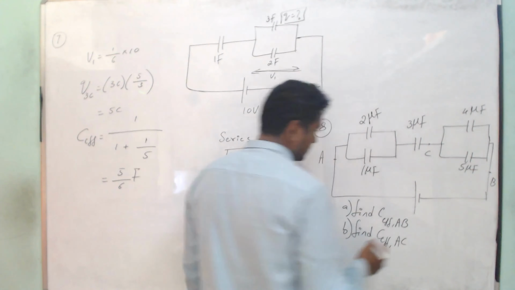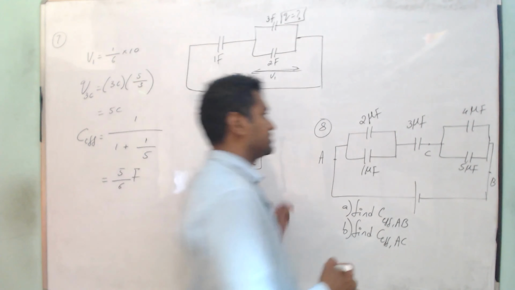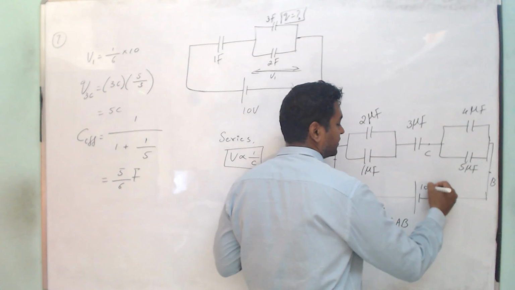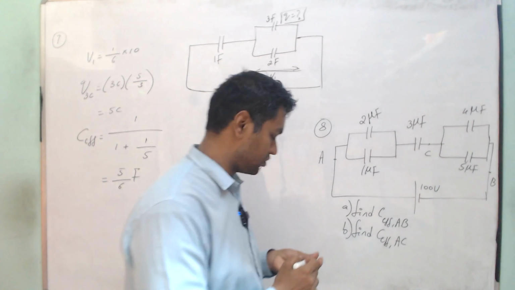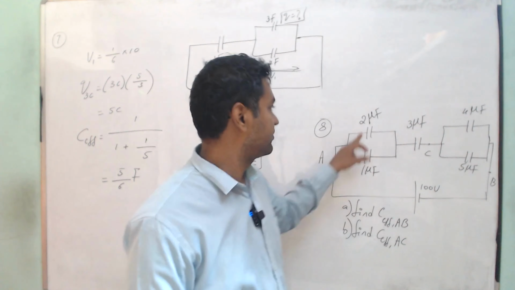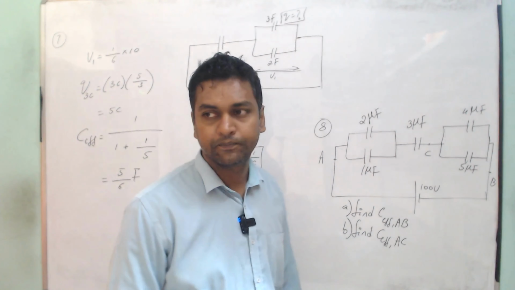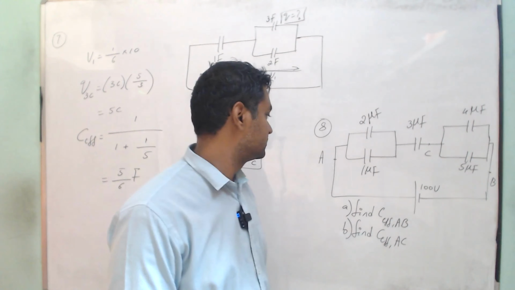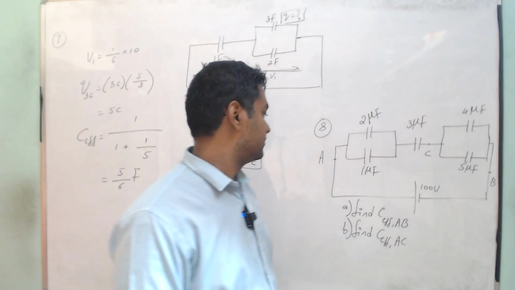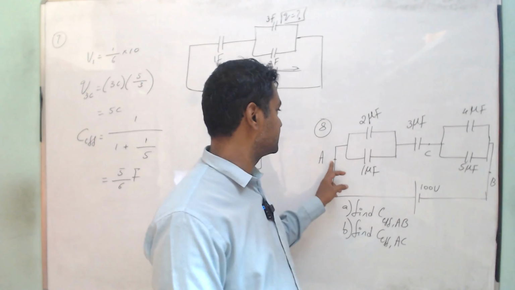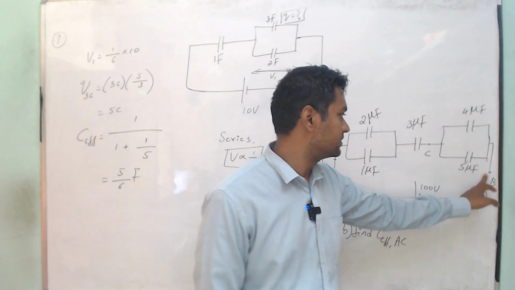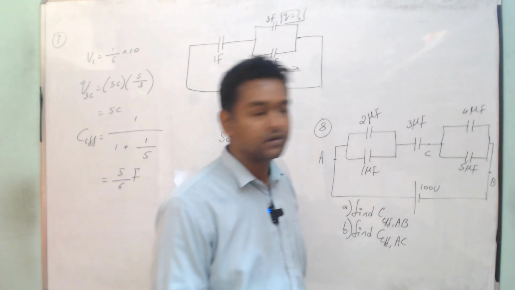Is the 7th one done? Yes, sir. So I am attaching a 100-volt battery to this combination. 1 microfarad, 2 microfarad, 3 microfarad, 4 microfarad, 5 microfarad. There are 3 points I am showing: A, this is B, and this is C.